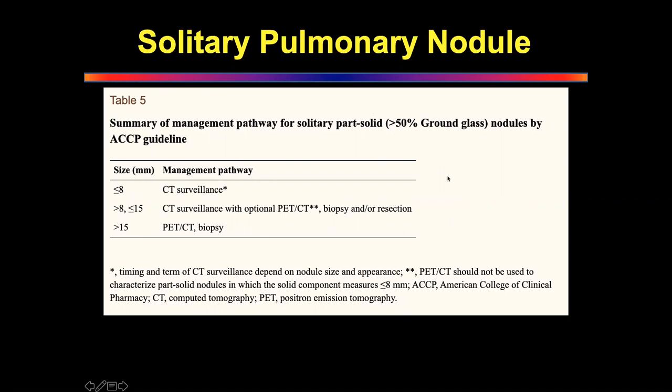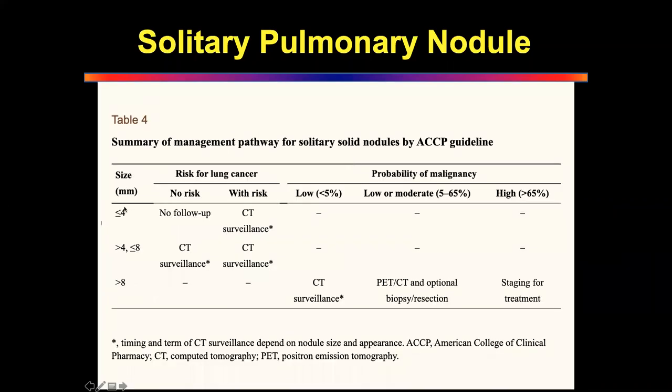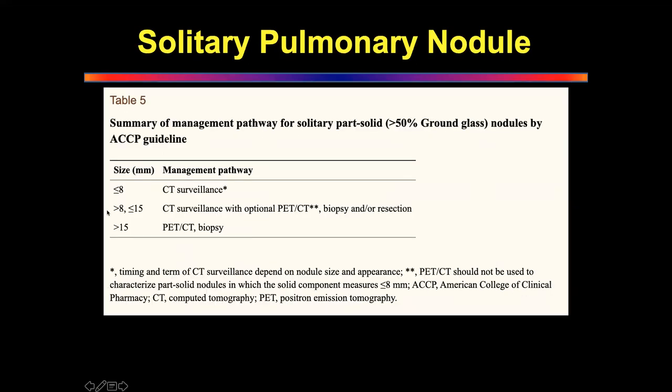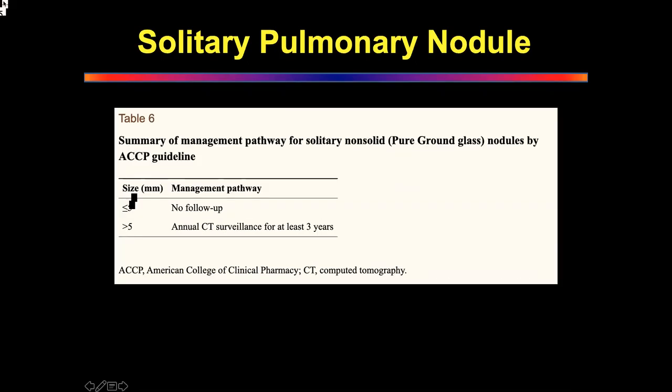So part solid, solid, and GGO. Solid is less than 4, 4 to 8, more than 8. Part solid is less than 8, 8 to 15, more than 15. And a GGO is less than 5 and more than 5. Is this clear? Please understand these 3 slides. That's all you need to know. That is the summary of the whole management pathway.